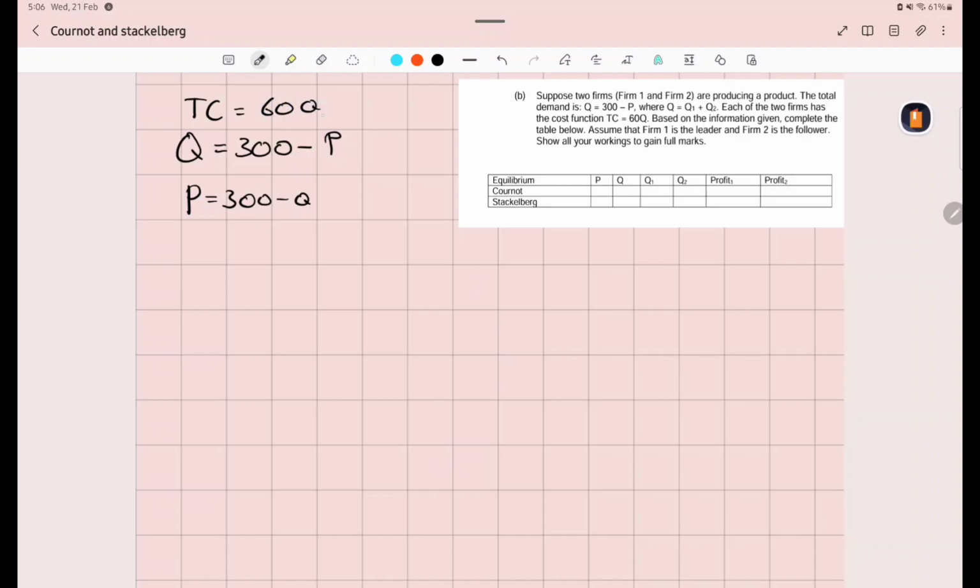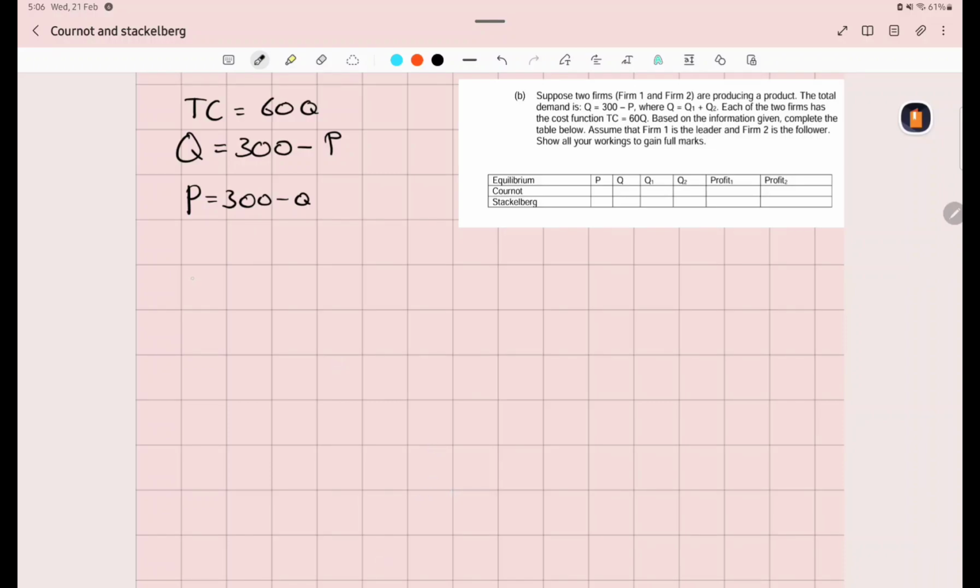That is quite an expensive marginal cost. 60 for one unit. Who knows? Maybe they're making cars. That would be the cheapest car to ever be on a production line. Probably in China.